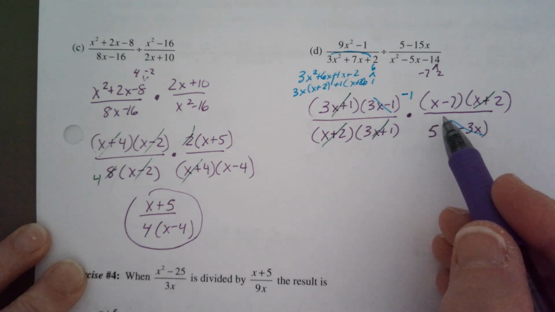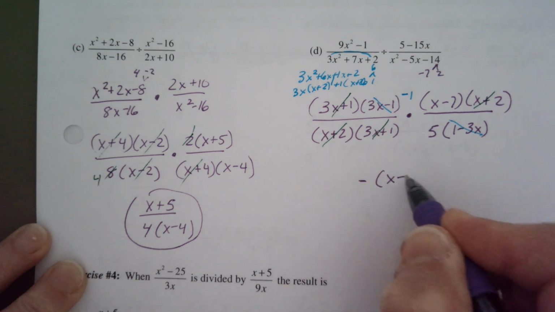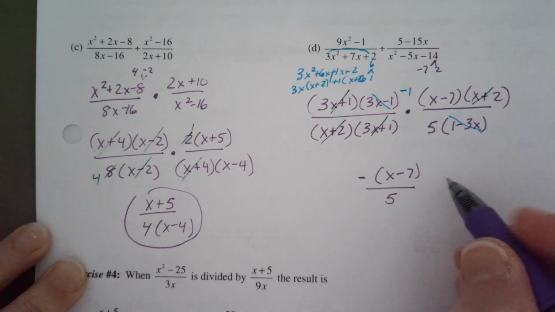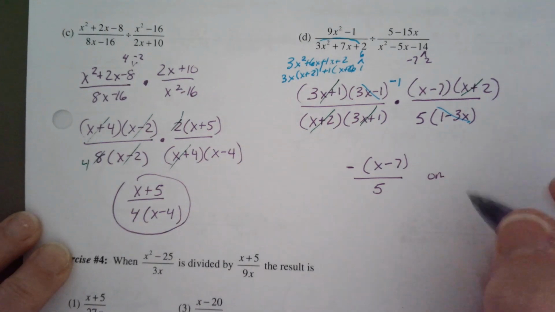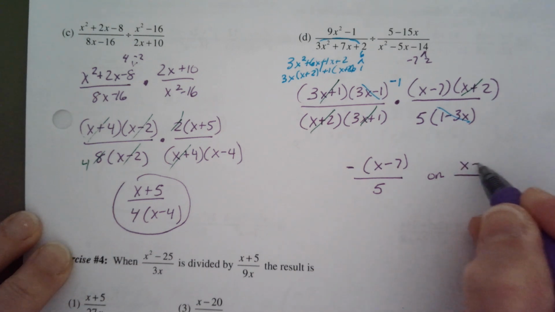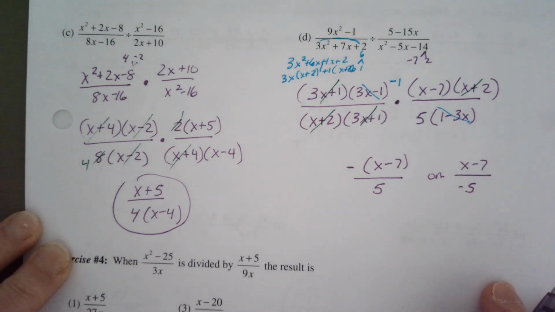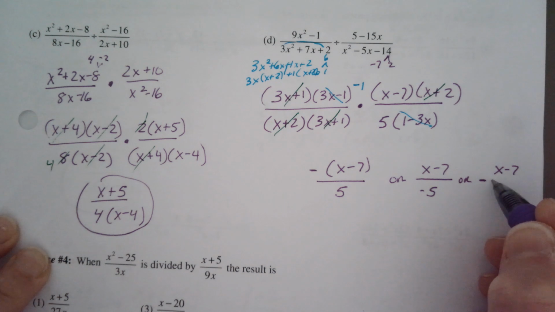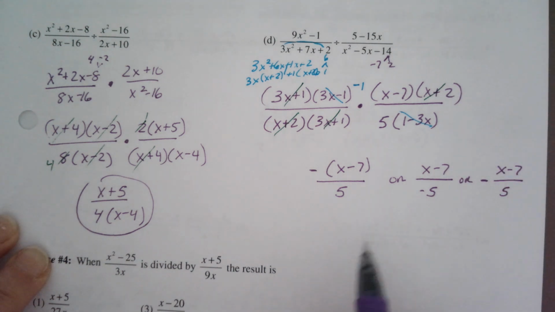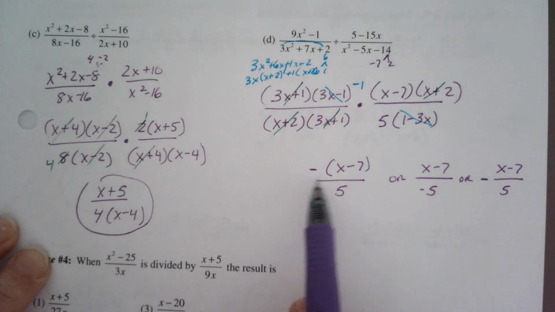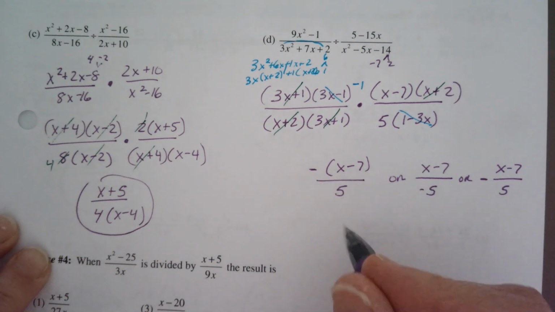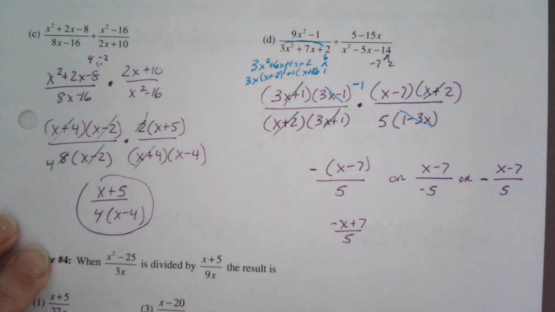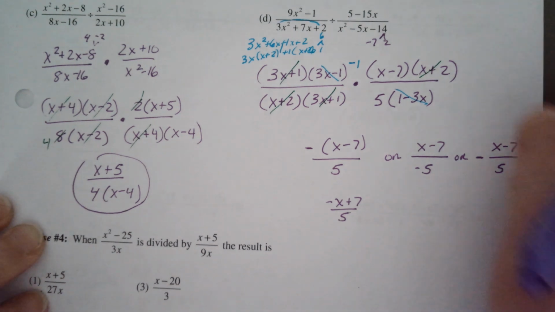So we have here in our numerator negative parentheses x minus 7, and our denominator is 5. Realize that the negative could be placed in the denominator, or the negative could be out in front of the fraction. These are all equivalent. I might as well throw in here, if we distribute the negative in the numerator, we would get negative x plus 7. So these are all equivalent.